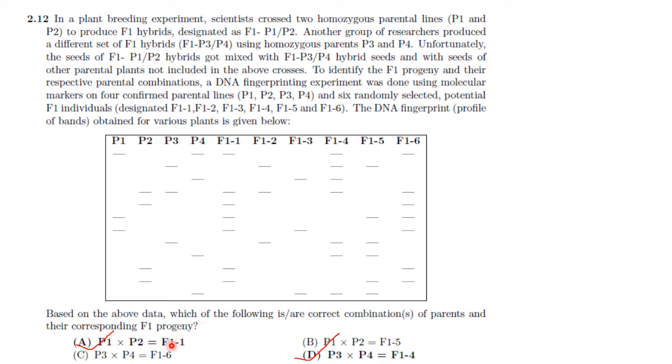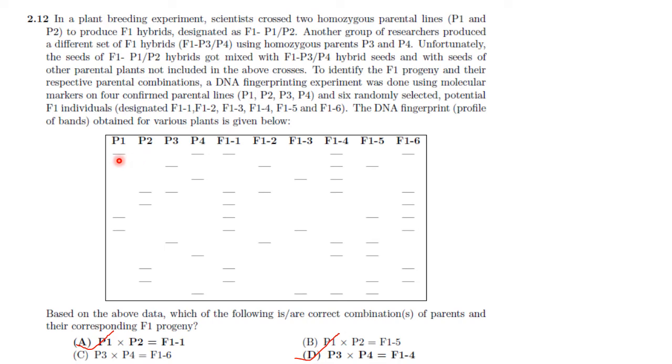So P1, P2 is equal to F11. This is P1, this is P2, these are the DNA fingerprinting bands, and this is F11. Now see whether all the bands present in P1 and P2 are present in F1, because F1 must be the cross between P1 and P2. So we will see whether it is correct.